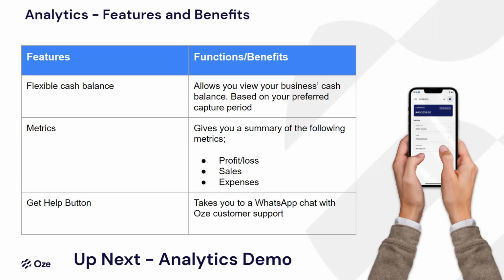Now, these metrics actually contain a summary of your profit and loss, your sales, and your expenses. And then it also contains the get help button. So what we are trying to do is we don't want you to be ever far from coach. We don't want you to be ever far from support. So on almost every screen in the app, you would find the get help button so that your experience in the app is very, very seamless.